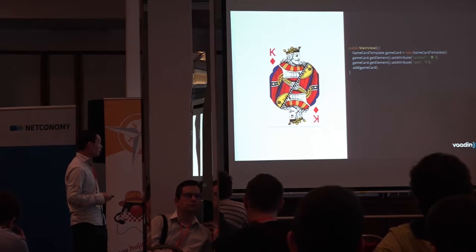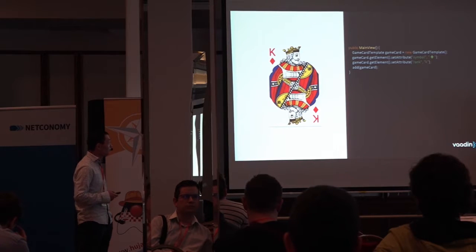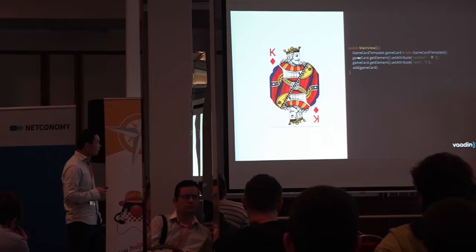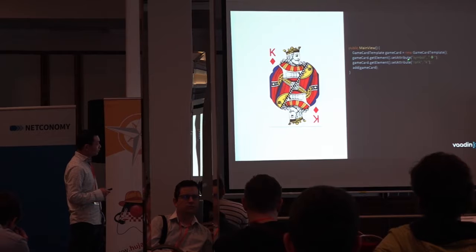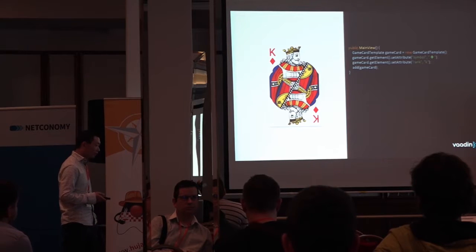After you have created your server-side component, you can just use it as any normal server-side component provided by Vaadin. For example, you can create your game card with new GameCardTemplate, and then you can get the client-side DOM here and set the attribute, for example, the symbol to be the star emoji and the rank to be K. And then just add the game card to your view.